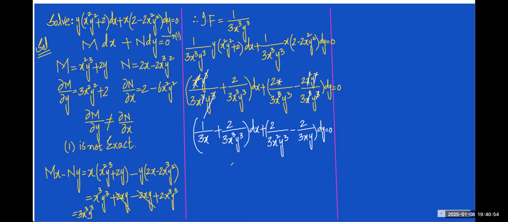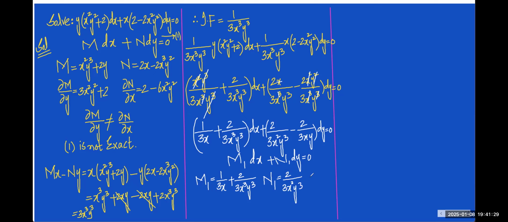And this one we have to compare with our M1 dx plus N1 dy is equal to 0. So M1 becomes, what is M1? Tell me. 1 by 3x plus 2 by 3x cube y cube. This one we have to differentiate later on. And N1 is equal to 2 by 3x square y minus 2 by 3xy. Now let me check the condition of exactness.